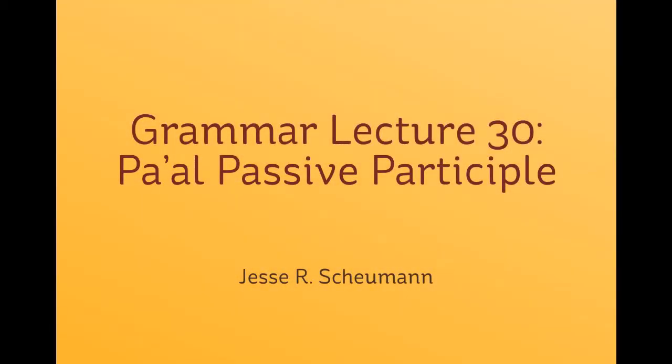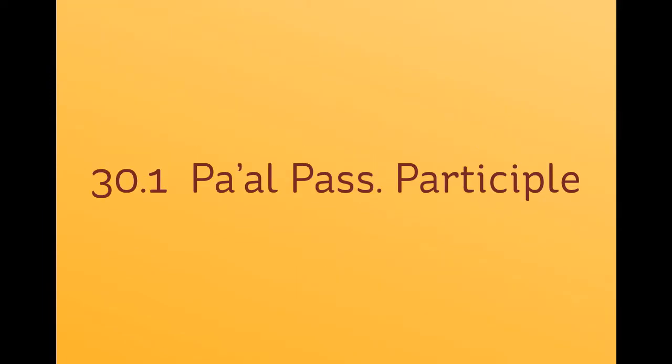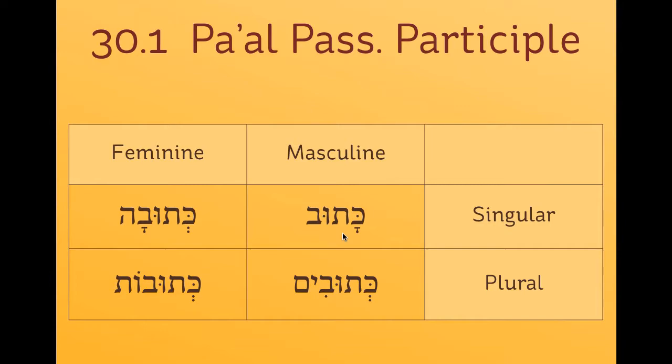Welcome to today's grammar lecture on the Paul passive participle. There really is just one point today, so let's get going. I have here the verb katuv. It's a passive participle. It means written. And so when I ask comprehension questions and I say ma katuv, I'm asking what is written.